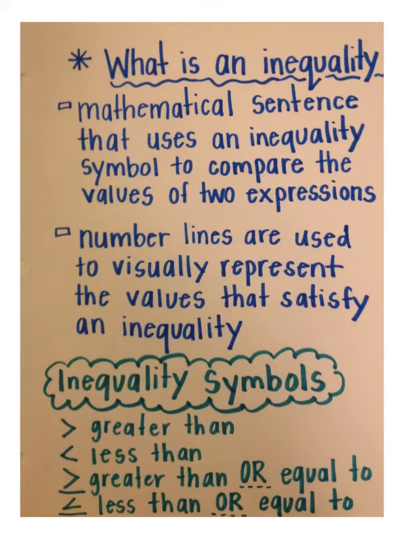At the bottom of the page, you will find the inequality symbols. This first one represents greater than. The second one is less than. The third one is greater than or equal to. And the last one is less than or equal to. Notice how the bottom two have this bar underneath the symbol. That is what tells us we have this attached equal to our inequality.